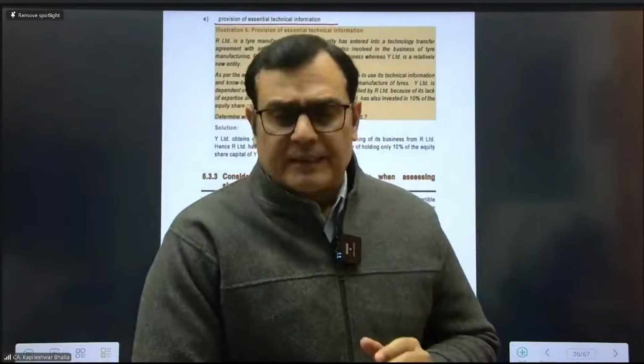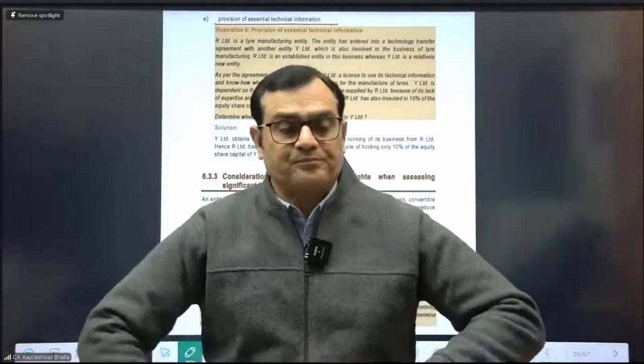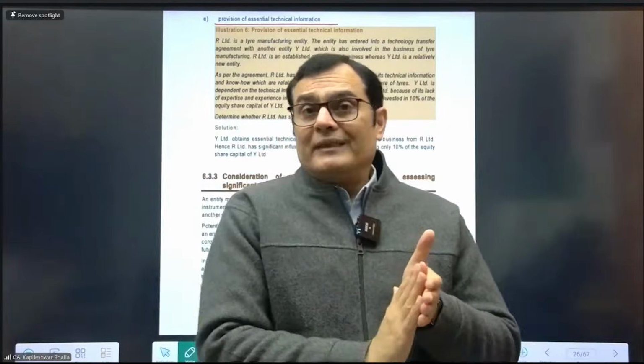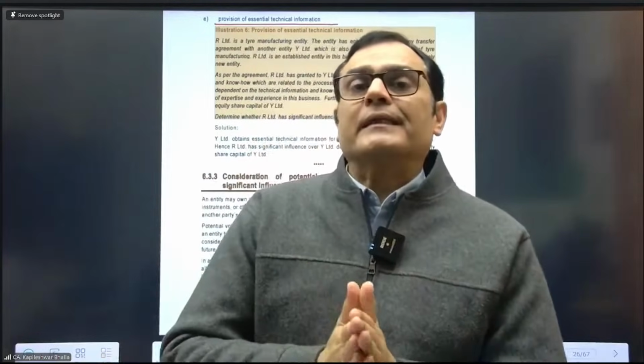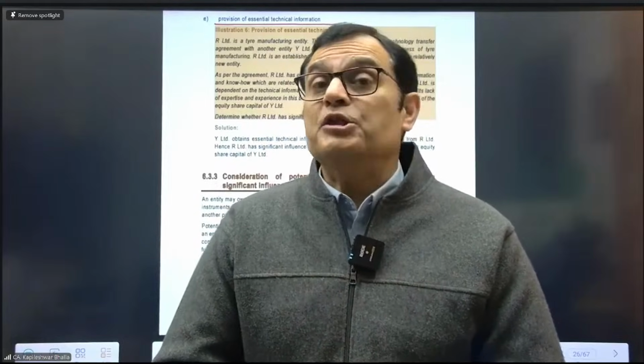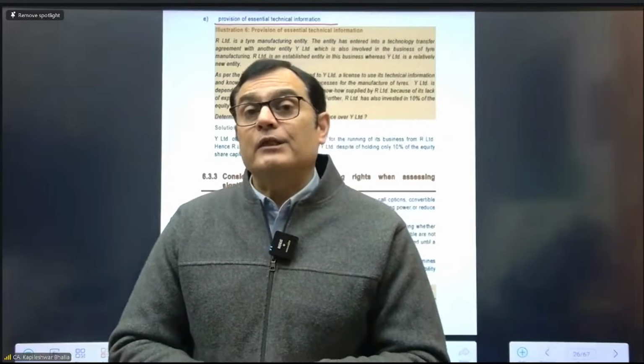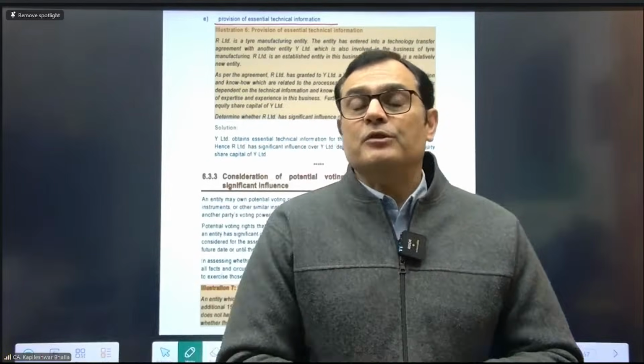Now, as I said, we're not going to spend too much time on this subjective assessment, but the standard has given us one clear-cut thought. Let me now consolidate and connect all the dots. I did not read that part, but if you read Ind AS 28, it very clearly says that there is a thumb rule which can be challenged. It says that as an investor, if you've got directly or indirectly 20% or more voting power in an investee company, it is implied that you get a significant influence, and vice versa.